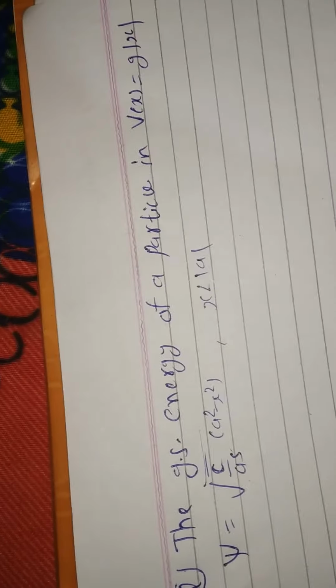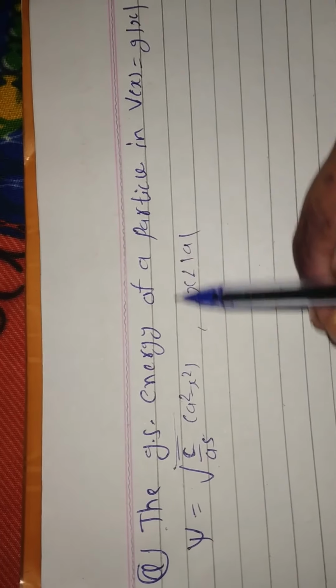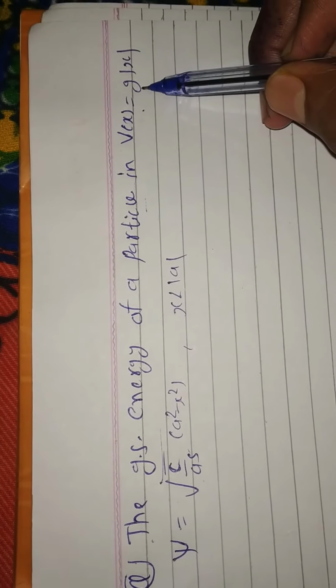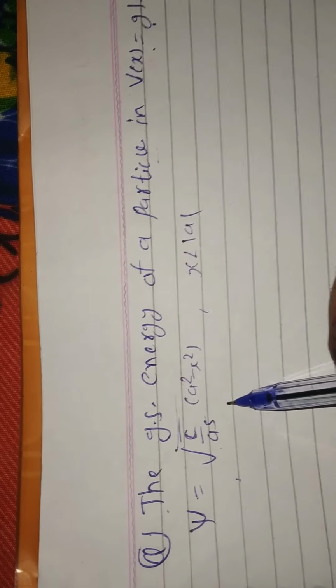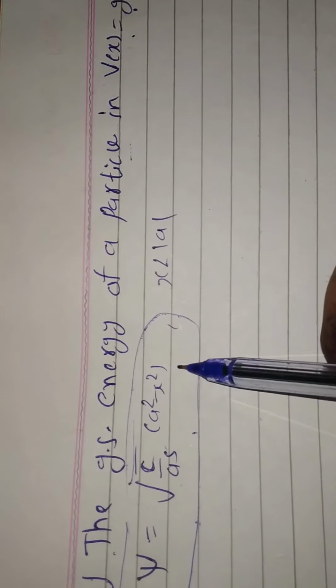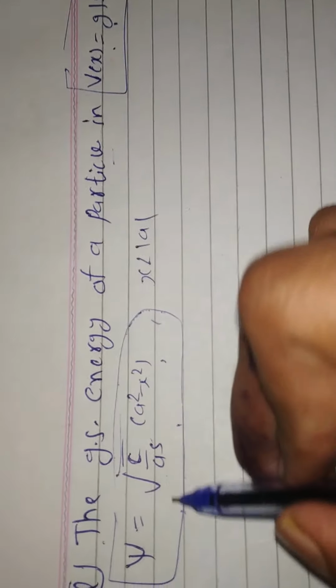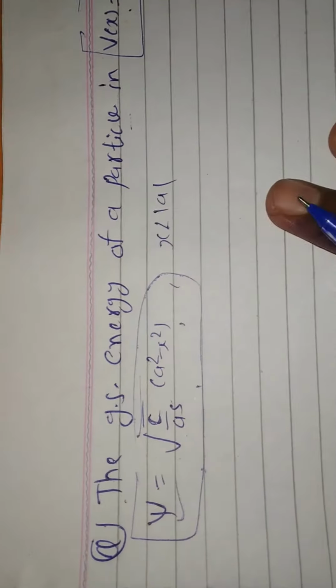Then how can we solve it? I'm going to take a question that came in the June CSIR NET exam. The ground state energy of a particle in potential V(x) equals g|x|, and psi is equal to this. You are given a trial wave function already. You don't need to take any trial wave function of your own. You are given the potential energy function and the wave function.